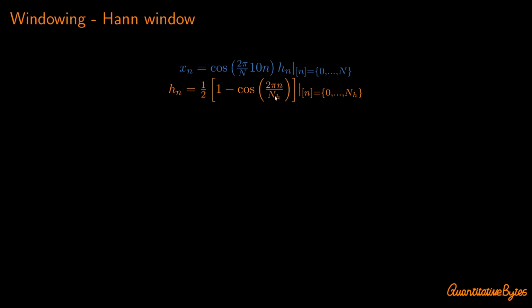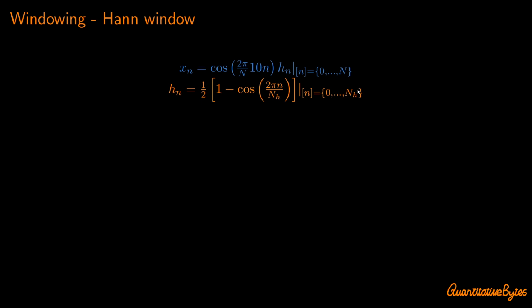Now, I put N_H here because the number of samples over which we're defining the hann window might be different to the number of samples over which we define our signal. If we're defining our signal as being quite long, let's say 1,000 samples, but we might only want to look at 300 samples at a time, we are then only going to define our hann window over a range of 300 samples, and then it's going to be 0 everywhere else.